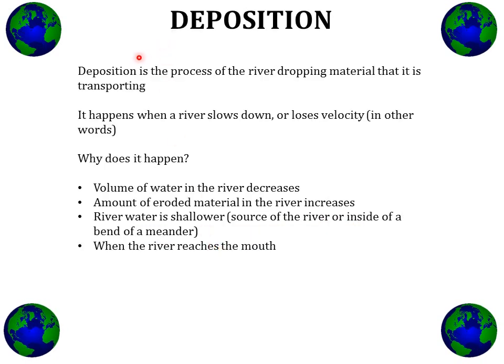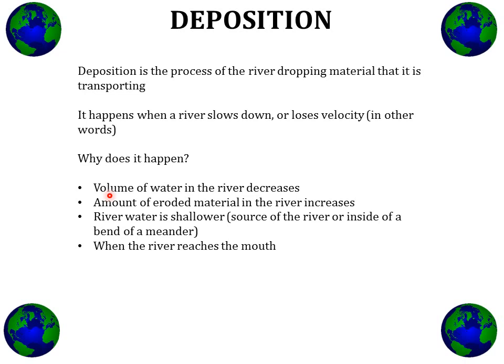And deposition is the process of the river dropping material that it is transporting, and it happens when a river slows down or loses velocity, in other words. And why does it happen? Well, there are 4 reasons for this.